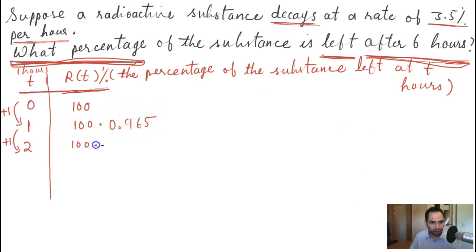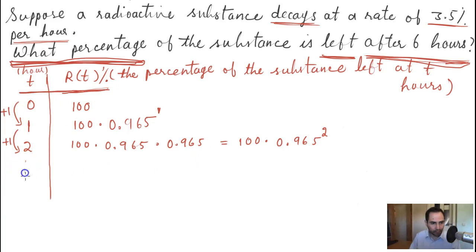So it's 100 times 0.965 times 0.965. So you can see that now this is 100 times 0.965 raised to the second power, which corresponds to this 2 here. And this is raised to the first power, corresponding to this 1 here. And this is raised to the 0th power here. You don't see it, but you can imagine that it's there, raised to the 0th power.